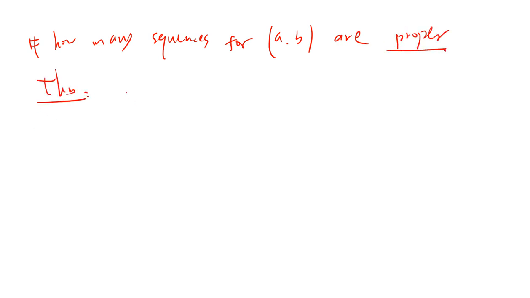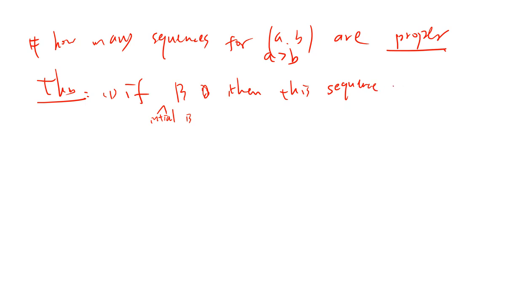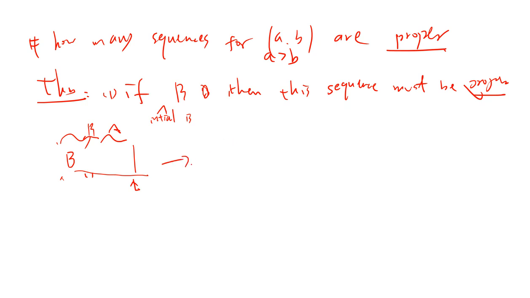Okay, so I prove theorem one. The theorem is: if A is larger than B, and the initial is B, then this sequence must be proper. This is trivial, because if you start from B, then you know ultimately A will be larger than B. So there must be some point where the number of B is the same as the number of A. If there's no such time point, then finally the number of B will be larger than A, which leads to a contradiction. So we prove the first fact: if B is in the first place, then this sequence must be proper.